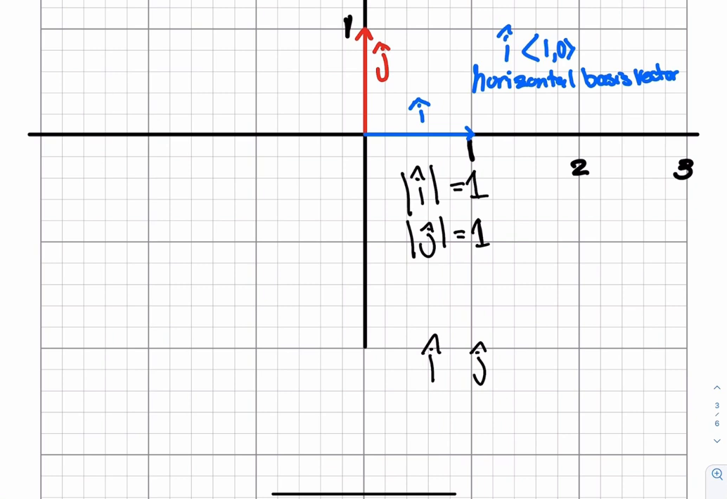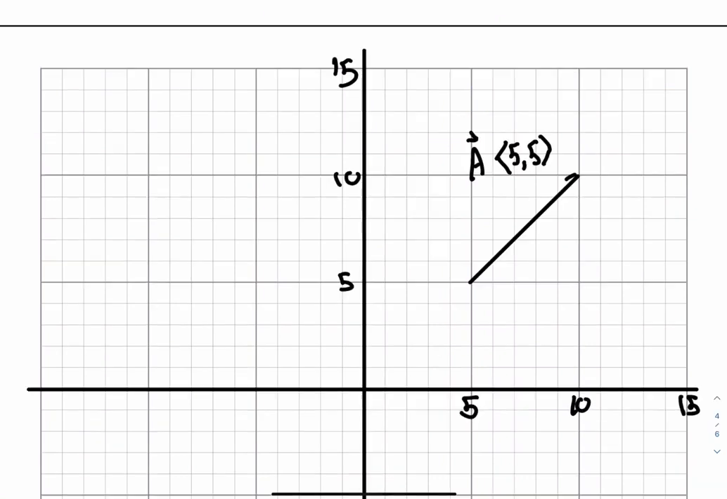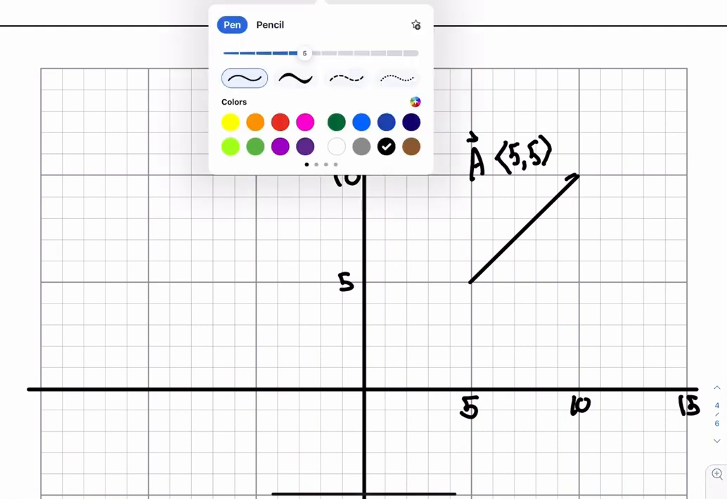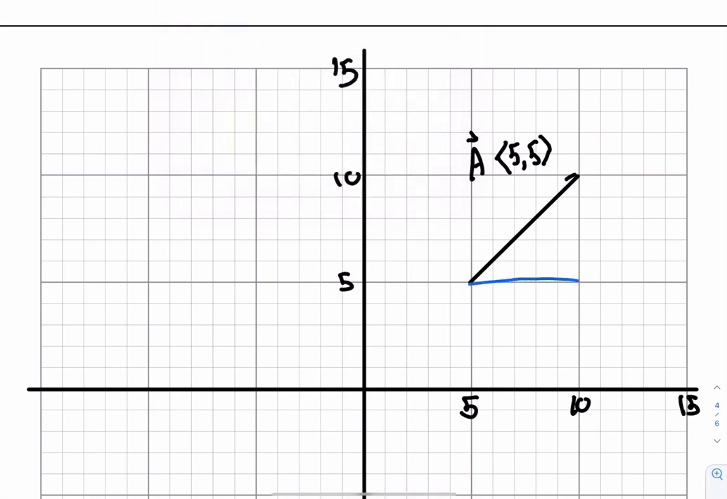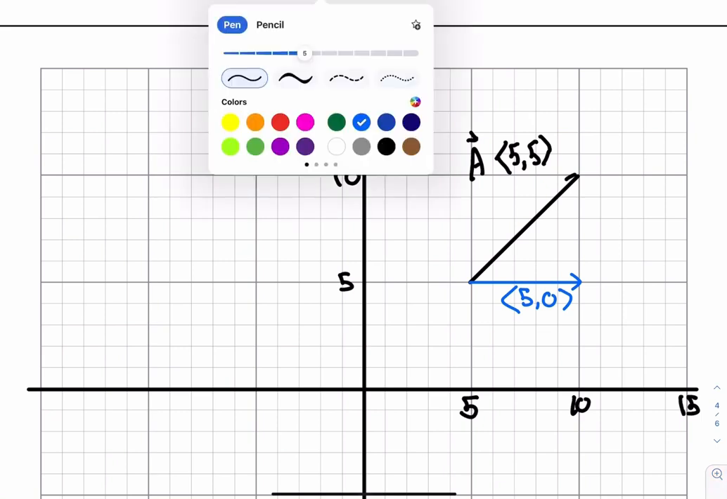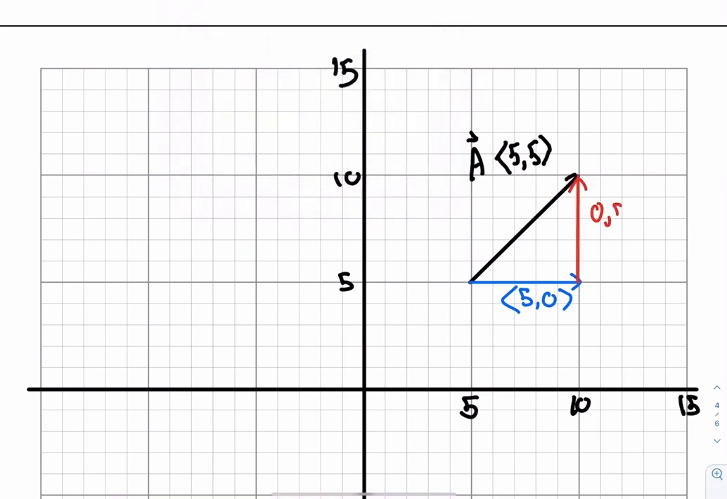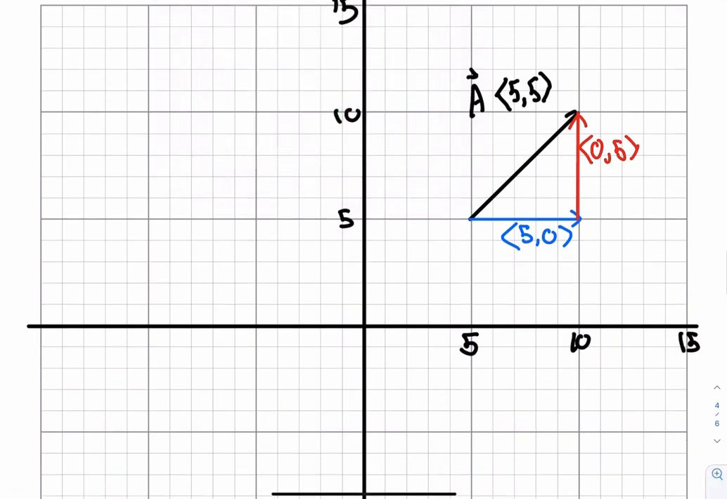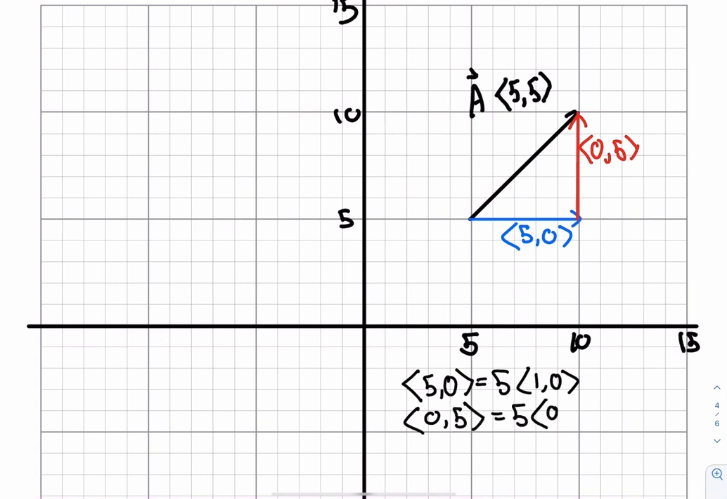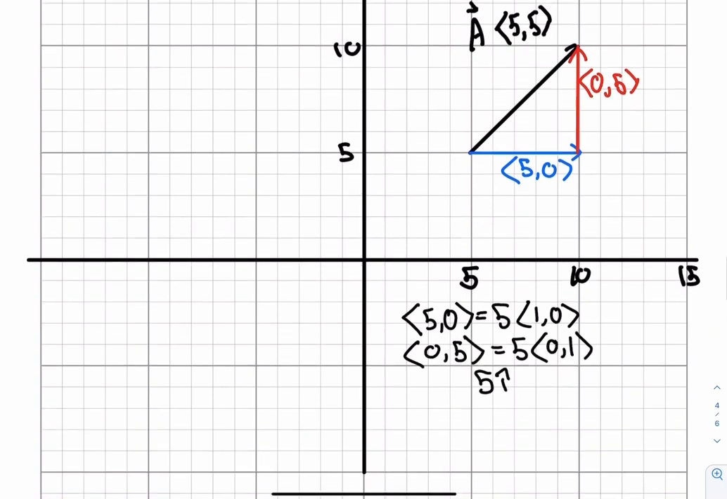Now, let's see these standard basis vectors i and j in practice. This vector A can be split into the sum of two vectors, the horizontal component, 5, 0, and the vertical component, 0, 5. These vectors are scalar multiples of the standard basis vectors, as can be seen here with the scalar 5 for both the horizontal and vertical. This now means that A is equal to 5i plus 5j. This is a definition of vector A using standard basis vectors i and j.